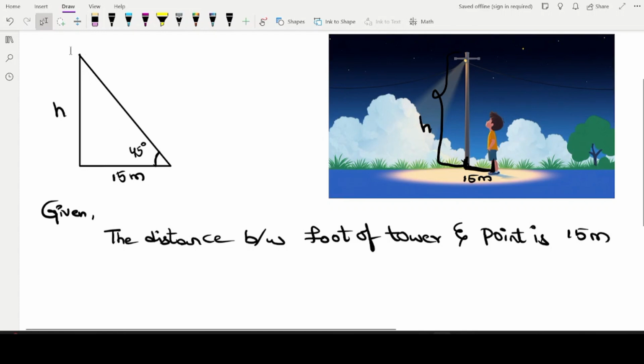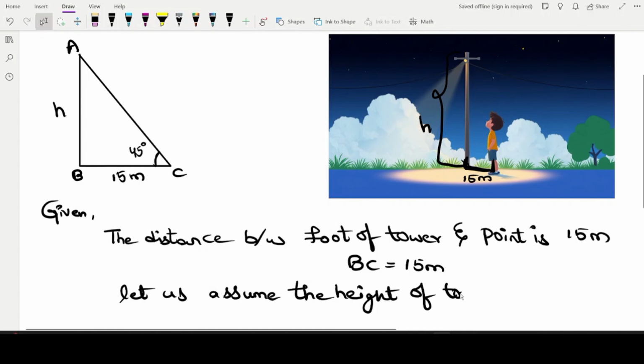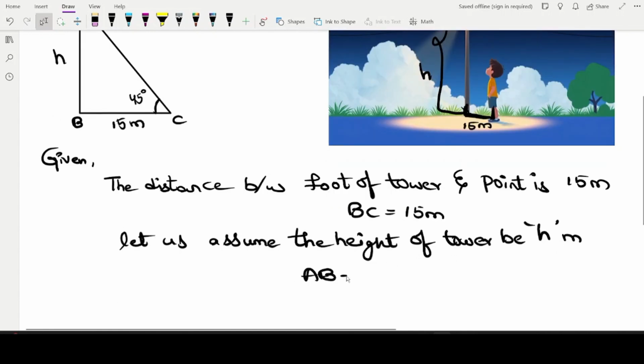Let us assume this as A, this as B, this as C. So BC equals 15 meters. Let us assume the height of the tower to be h meters, so AB equals h meters. If this is the angle, then the side opposite to the angle is the opposite side, the slant line is the hypotenuse, and this is the adjacent side.